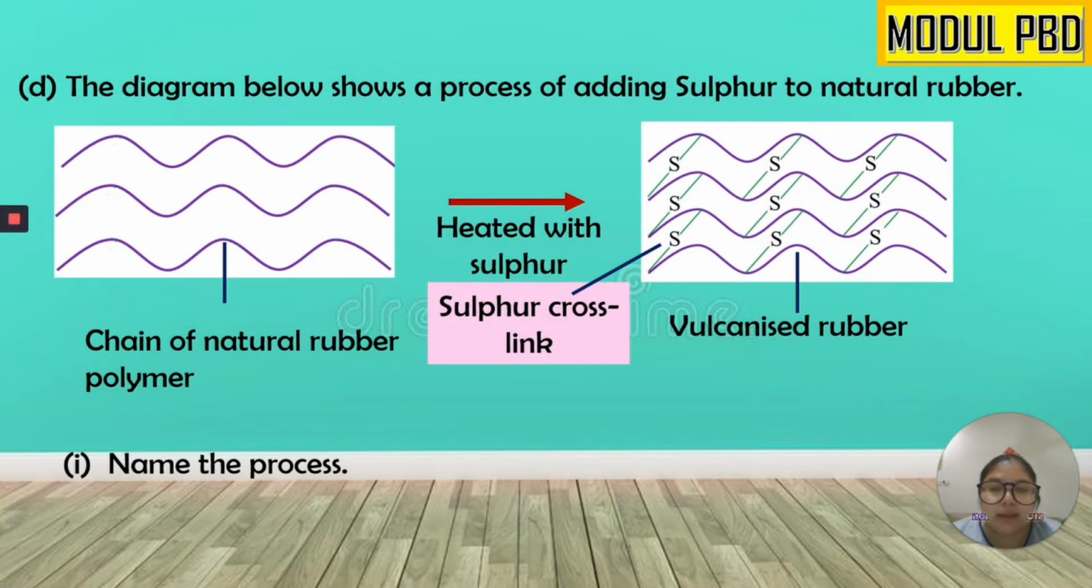Okay, let's see D. This one is a diagram. It shows the process of adding sulfur to natural rubber. Can you see the diagram when starting? There's no sulfur, just a chain of natural rubber. Okay, after they add the sulfur, they produce cross links. These cross links create vulcanized rubber. How is the process done? Heated. They heat the natural rubber together with the sulfur, then they join together to become vulcanized rubber. Now we name this process. This process we call vulcanization.